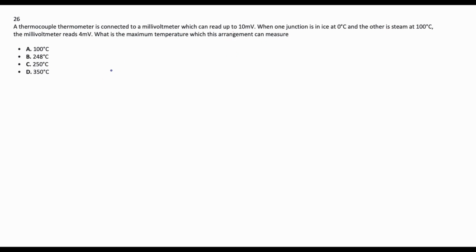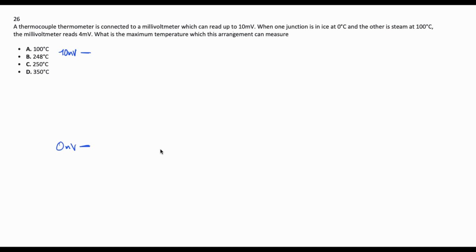So to answer this question, we're going to be using some interpolation. Now, how do we do that? Let's have 2 scales. Let one scale represent the scale of the millivoltmeter, and the other scale represent the temperature that we're trying to measure. So on the left here, we have the millivoltmeter, where the minimum is 0 millivolts. And we're told that the maximum the millivoltmeter can read is 10 millivolts. So we have the maximum here to be 10 millivolts.